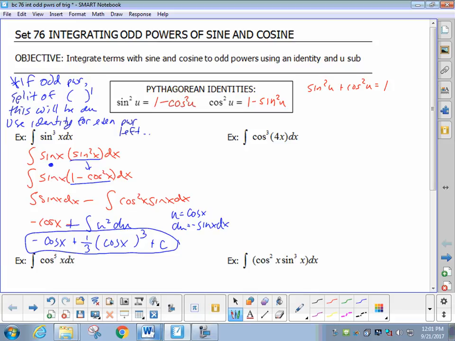Try this one on your own with a coefficient of x. I'll let you play with that. Wait, which one did you try? The right. Okay. Please.